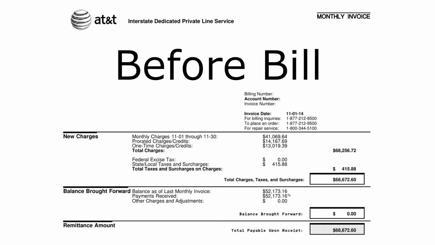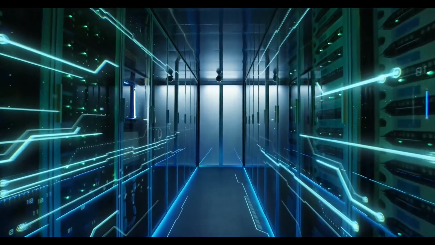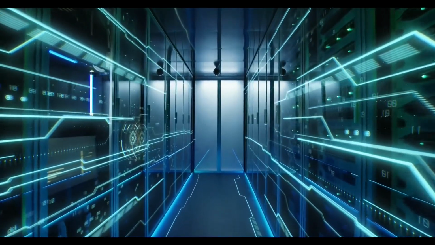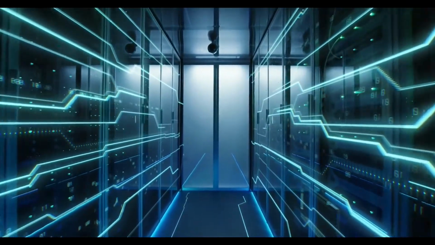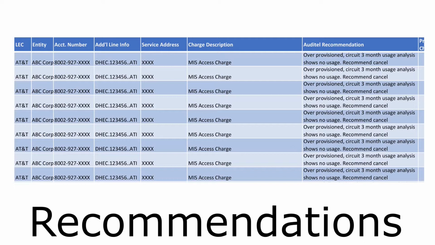In the pre-audit bill here, we see that it's billing at $68,000 a month. And those kinds of dollar amounts are a good indicator there are things we can do to get this number down. We discovered that the customer had a number of lines that had had no use for months but were still billing. We recommended the lines be cut off and the customer approved the disconnection, stopping the billing.